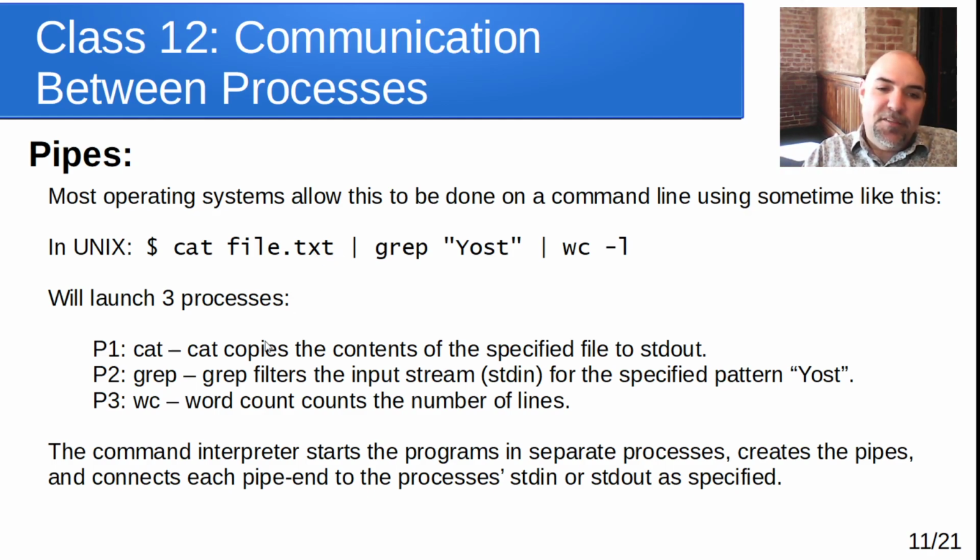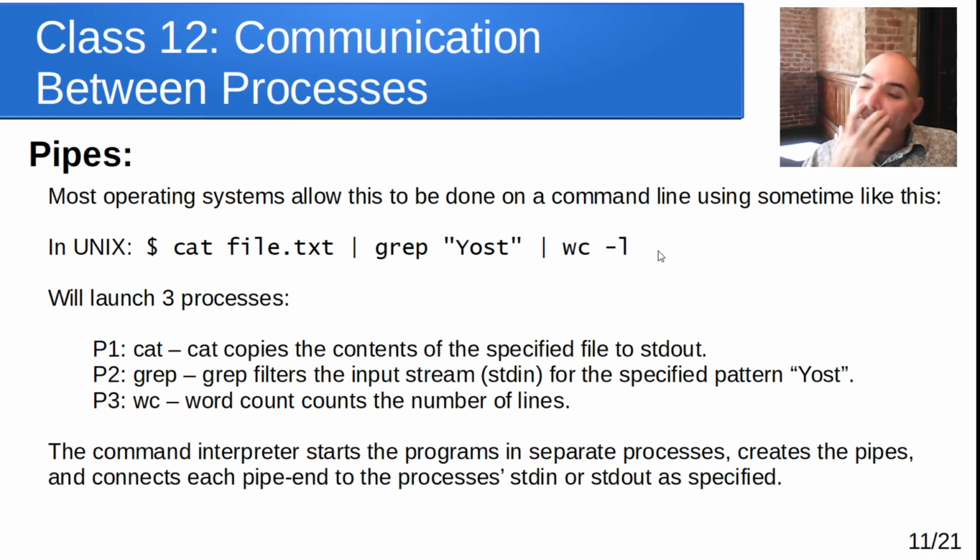But what we've done is say, take the contents of this file that would have gone to standard out of this one and pipe that output into the input of grep. And what grep does, it filters the input stream that comes into it for a specified pattern. In this case, my last name, Yost. And then we could pipe that with WC, which is a word count program that's counting the number of lines. And then the output of that just goes to the console because we didn't pipe it somewhere else.